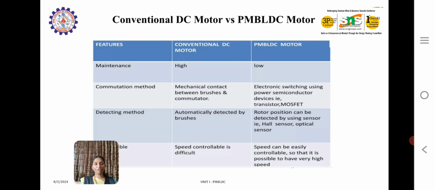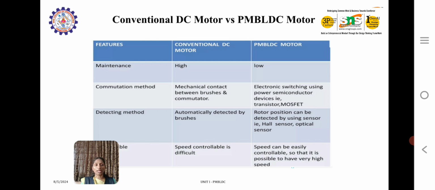Coming to the difference between a conventional DC motor and a PMBLDC motor, mainly based on maintenance, it is high for a conventional DC motor compared to a PMBLDC motor. Coming to the commutation method, as I already discussed, in the conventional motor there is mechanical contact between the brushes and the commutator, whereas in PMBLDC it is done with the help of power electronic devices. It may be transistors, metal oxide semiconductor field effect transistors, IGBTs, insulated gate bipolar transistors, or UJTs, or any switches which we use based on their efficiency.